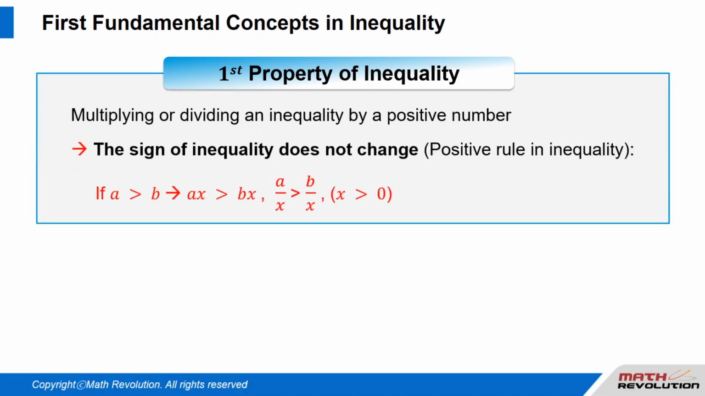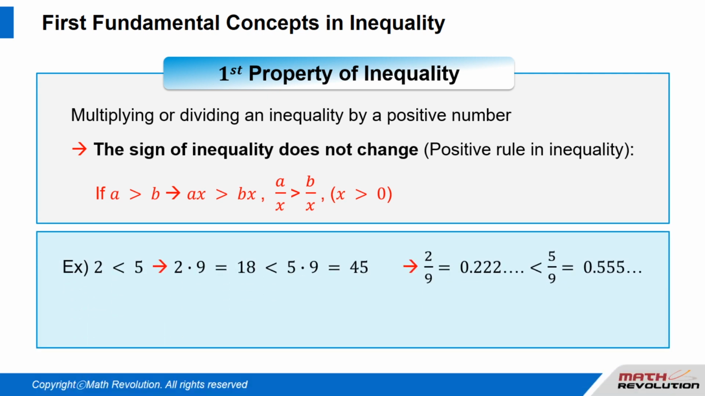Let us talk about the first property of inequality, which is positive rule. Multiplying or dividing an inequality by a positive number does not change the direction of the inequality sign, which is positive rule in inequality. If a is greater than b, then a times x is greater than b times x, and a over x is greater than b over x, where x is greater than 0.